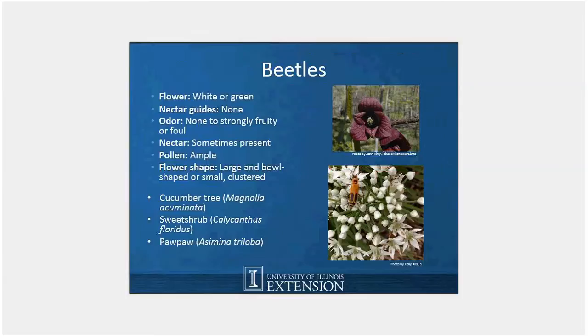And beetles are pretty messy pollinators. They're often referred to as mess and soil pollinators because they'll eat the flower petals and defecate in the flowers, so they make a mess out of the flowers they're pollinating, but they are still pollinating them. And some native examples of plants that are pollinated by beetles are cucumber tree, sweet shrub, and pawpaw.